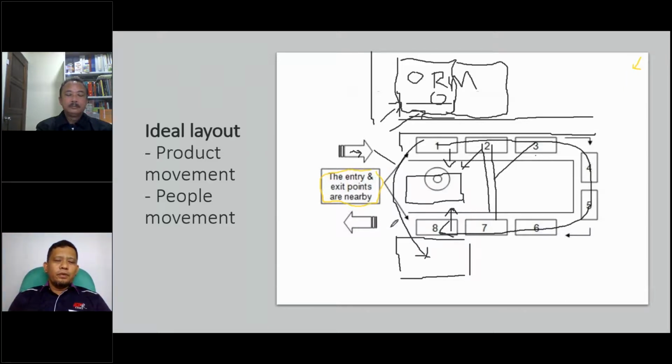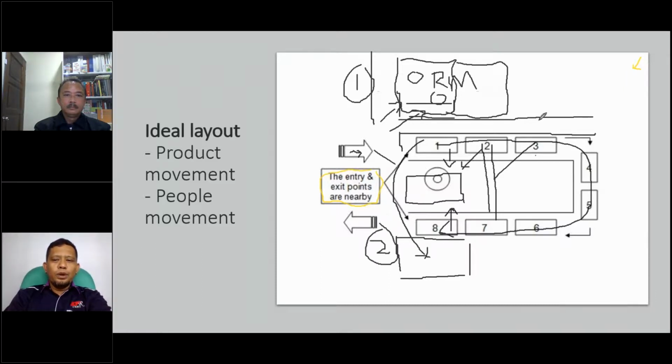Right. So the first rule: identify where your raw material is. Secondly, identify your finished good. And number 3, follow your product flow. This will be the ideal layout for the movement.